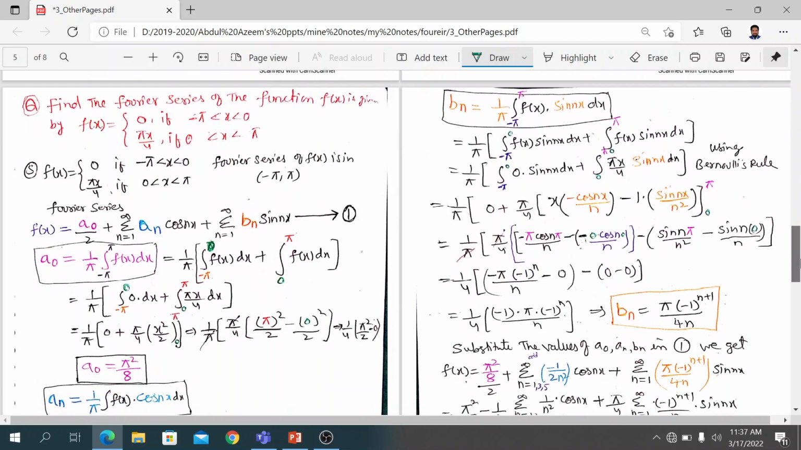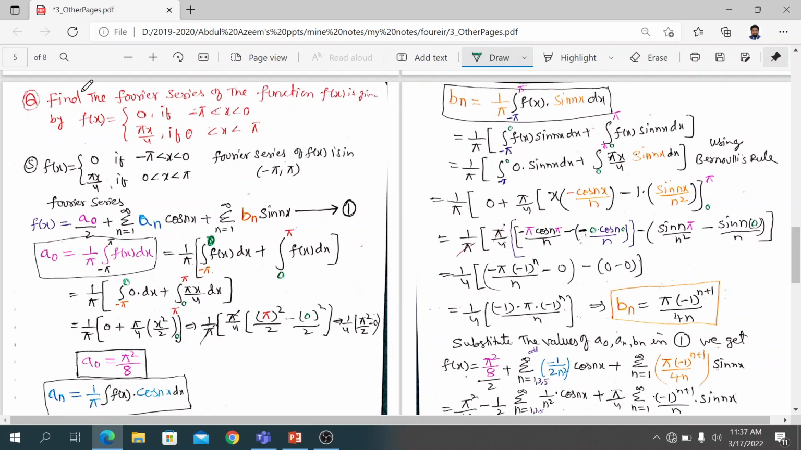Now, next question. Find the Fourier series of the function f of x, given by f of x equals 0 if minus pi is less than x less than 0, and pi x by 4 if 0 is less than x less than pi. This is our problem. So this means we need the Fourier series of f of x in the interval minus pi to pi.